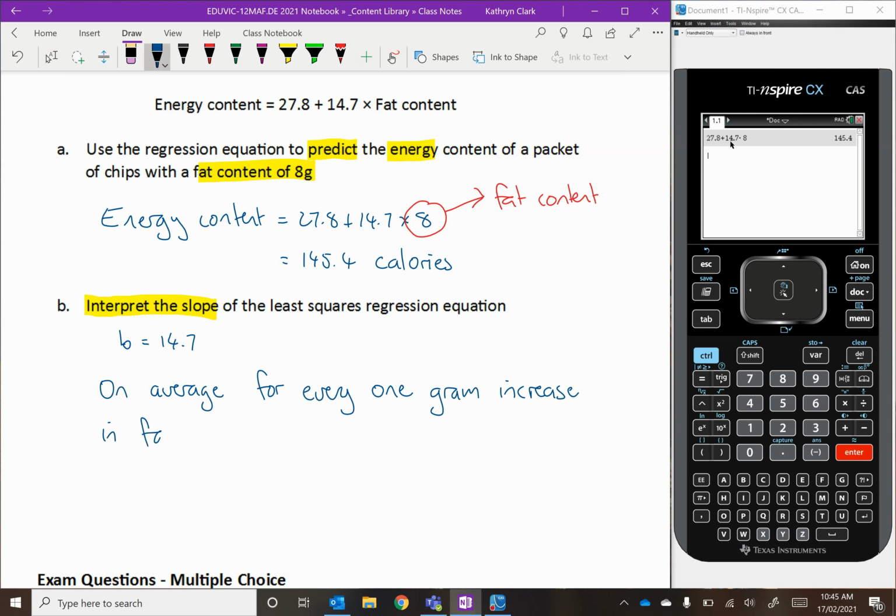In fat content. So for every 1 gram increase in fat content, energy content increases because our slope is positive by 14.7, and it's being measured in calories.